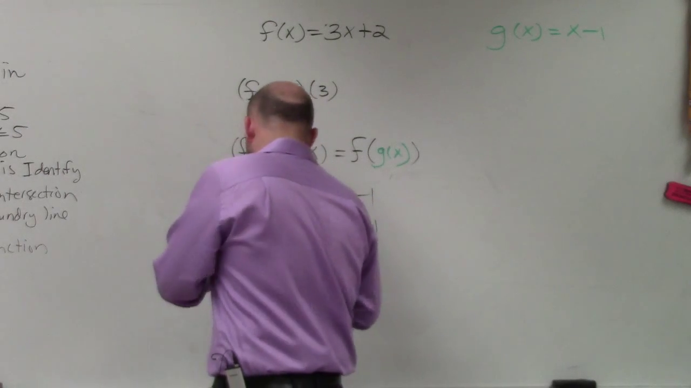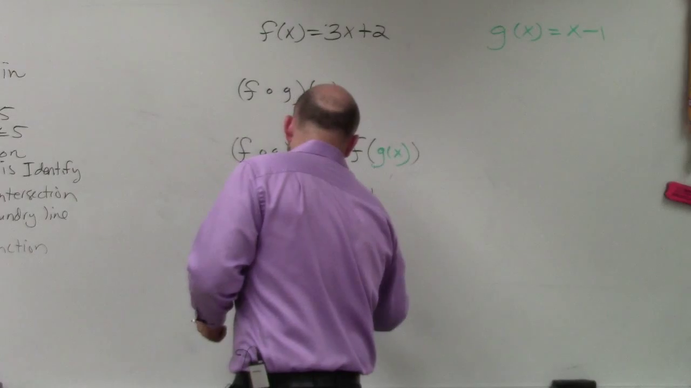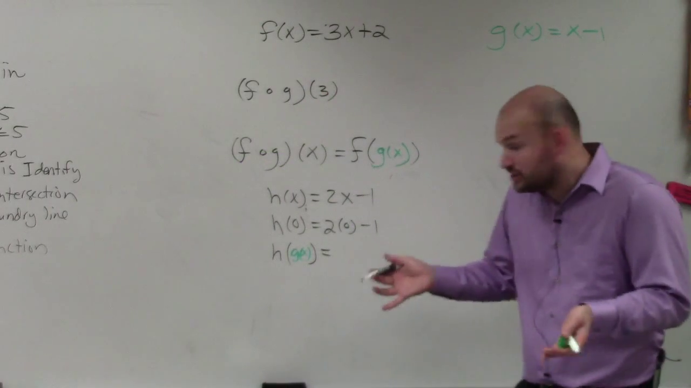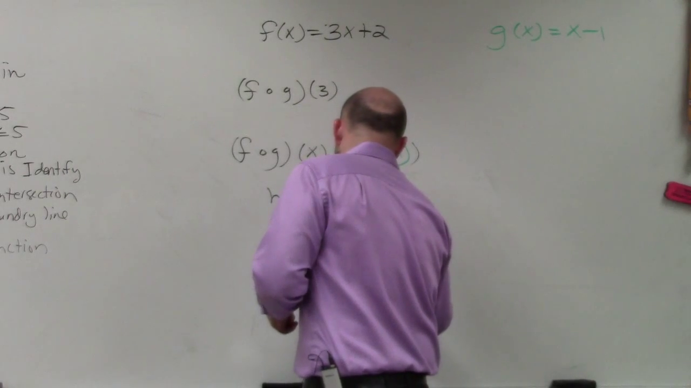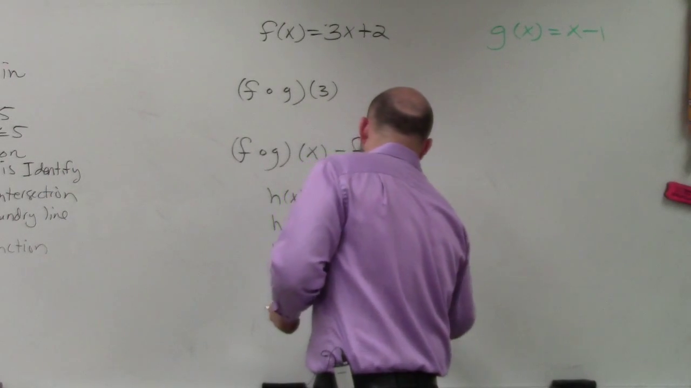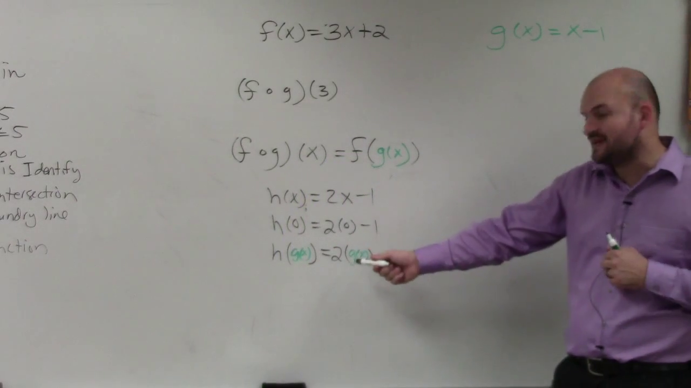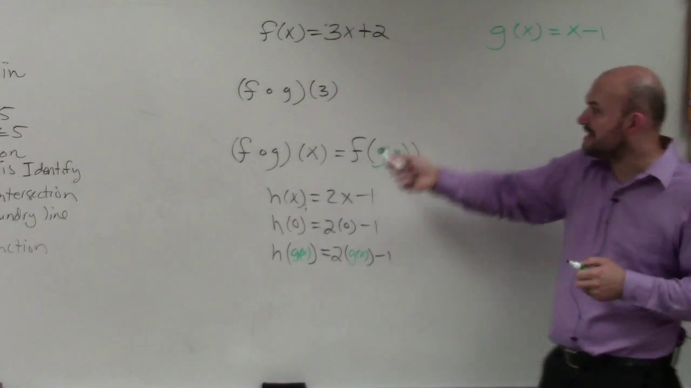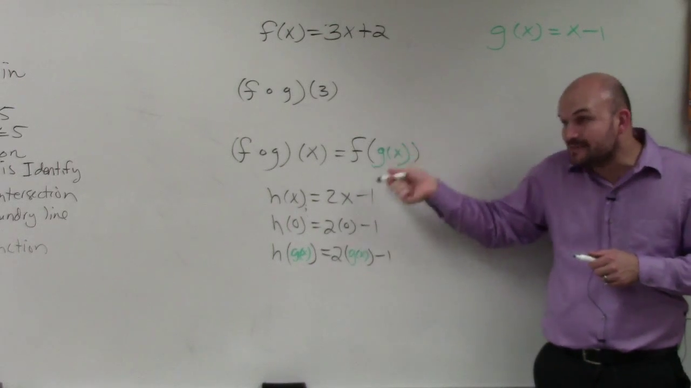Well, what if I said h of g of x? What do you now put in for x? The g of x. So now it's 2 times g of x. Well, 2 times g of x, what the heck is that? Well, what does g of x represent? G of x represents x minus 1. So that's exactly what this is saying. I'm going to plug in g of x in for the input variable.